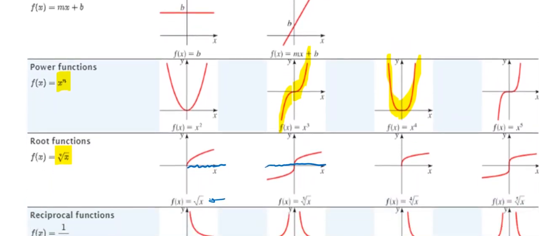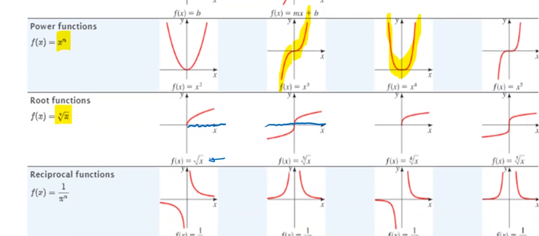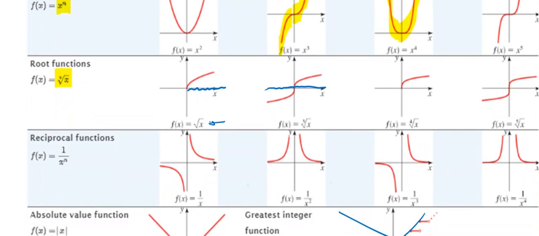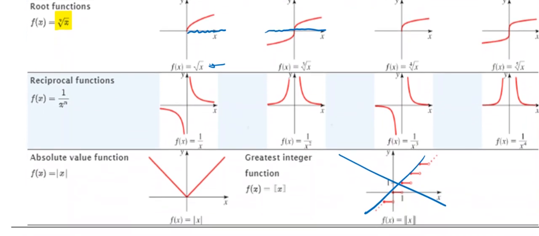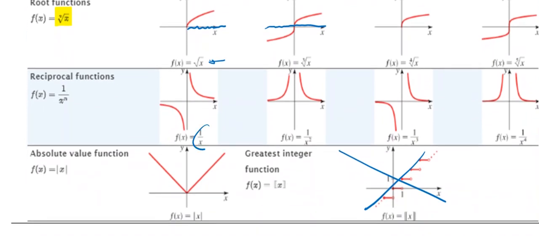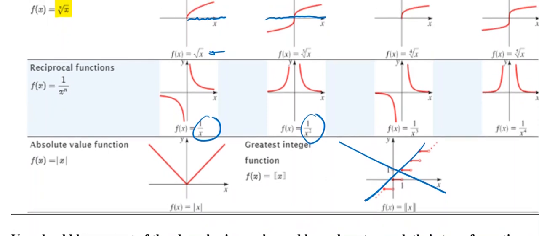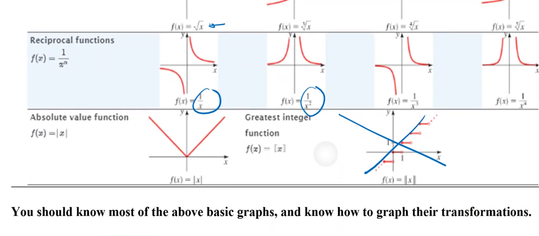Any line, x to any whole number power, any nth root of x, reciprocal functions, at least 1 over x and 1 over x squared. You should have a good idea of what those graphs look like. And of course, absolute value of x, which we have talked about before. So you should know most of these, the ones that I talked about. And then know how to graph their transformations.